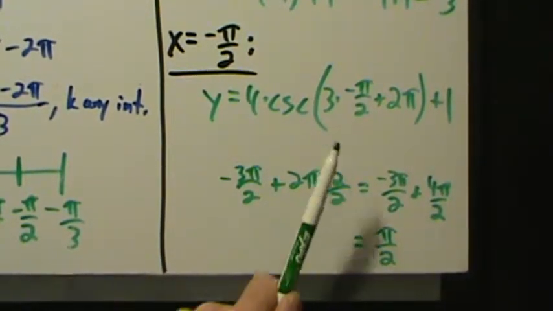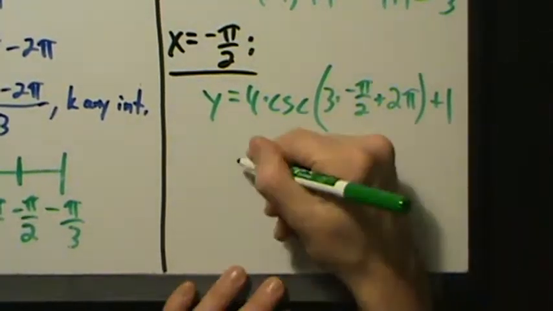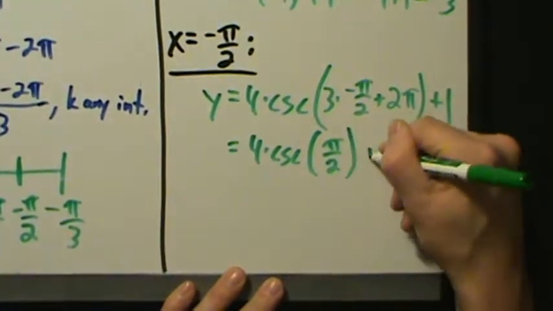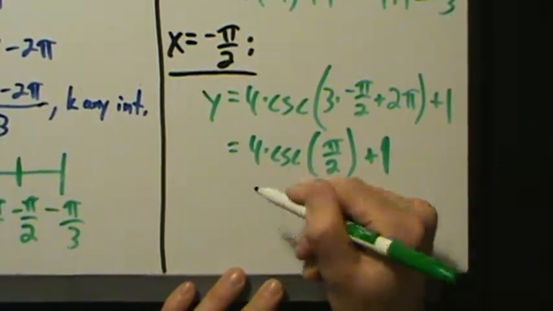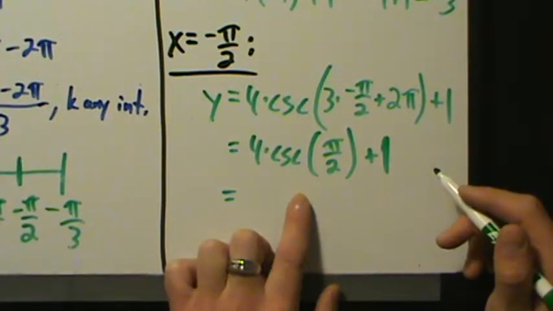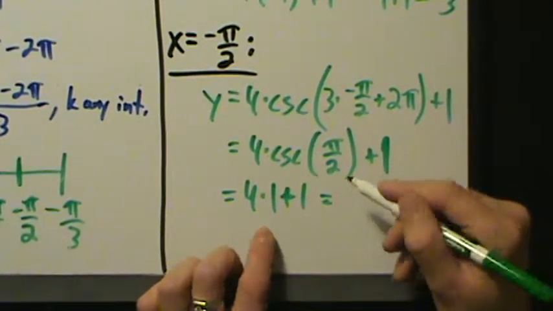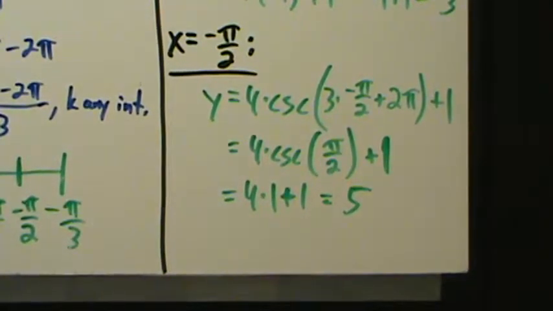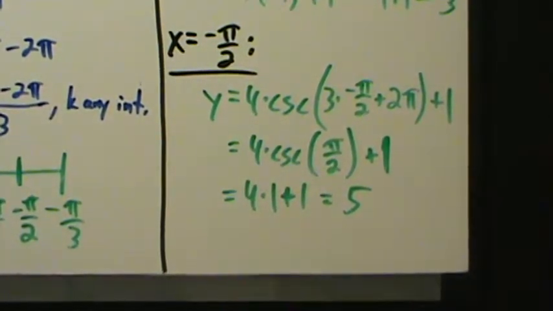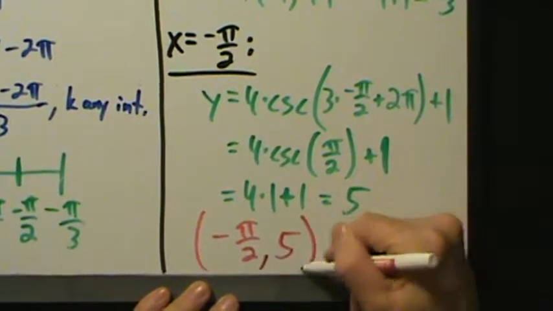Okay, so what we just found out was this entire expression inside the cosecant exactly equals pi over 2. So this is 4 times the cosecant of pi over 2. And then plus 1. So cosecant of pi over 2, knowledge of the unit circle really comes in handy here. So cosecant of pi over 2 is just 1. So this is 4 times 1 plus 1. 4 times 1 is 4, 4 plus 1 is 5. So when x equals negative pi over 2, we just found out the corresponding y-coordinate is positive 5. So this gives us the point negative pi over 2, comma 5.